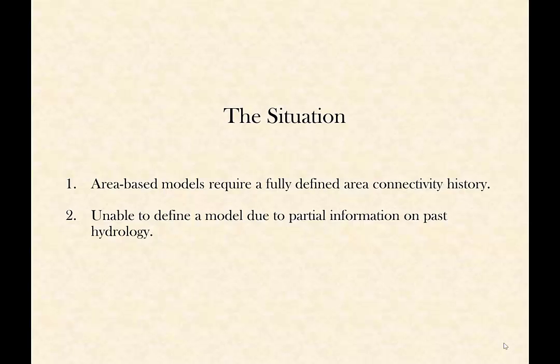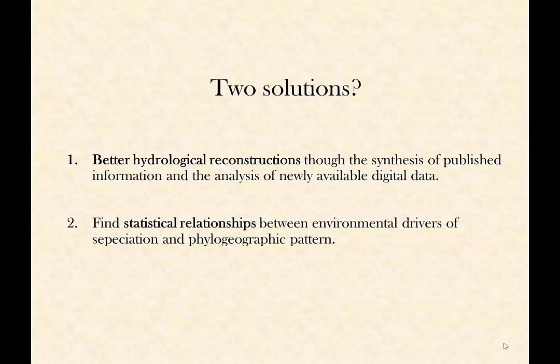Area-based models require a fully defined area connectivity history model to work. So we need a full model of the geography of the areas, and then we try and match the evolutionary trees onto this history of areas. But we can't define a fully connected one because the information is missing. It's impossible to do. So we are unable to define the model due to partial information on past hydrology. Trouble. So what are the solutions?